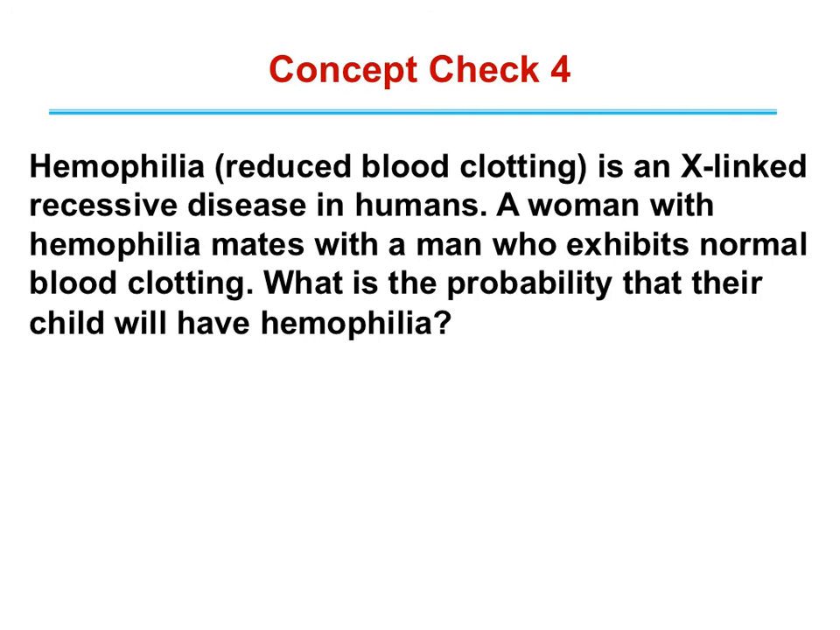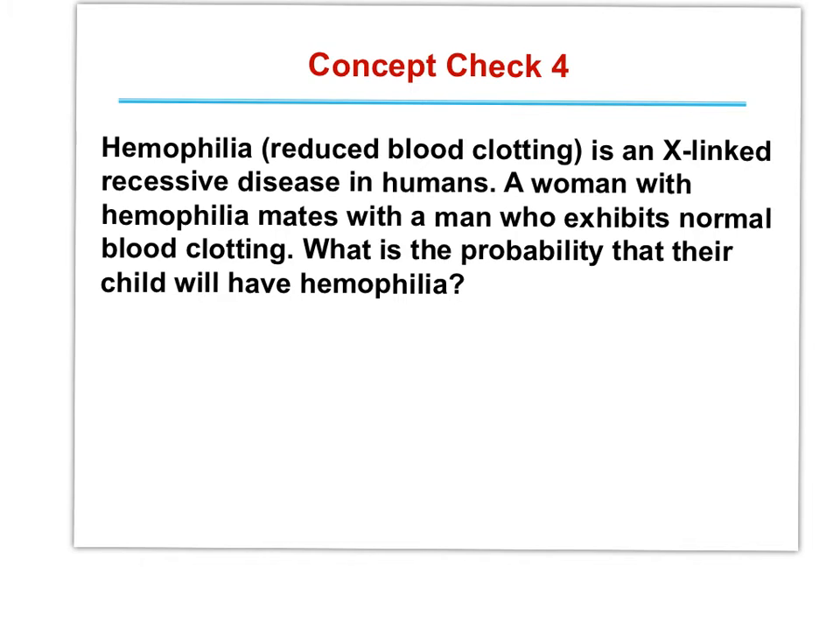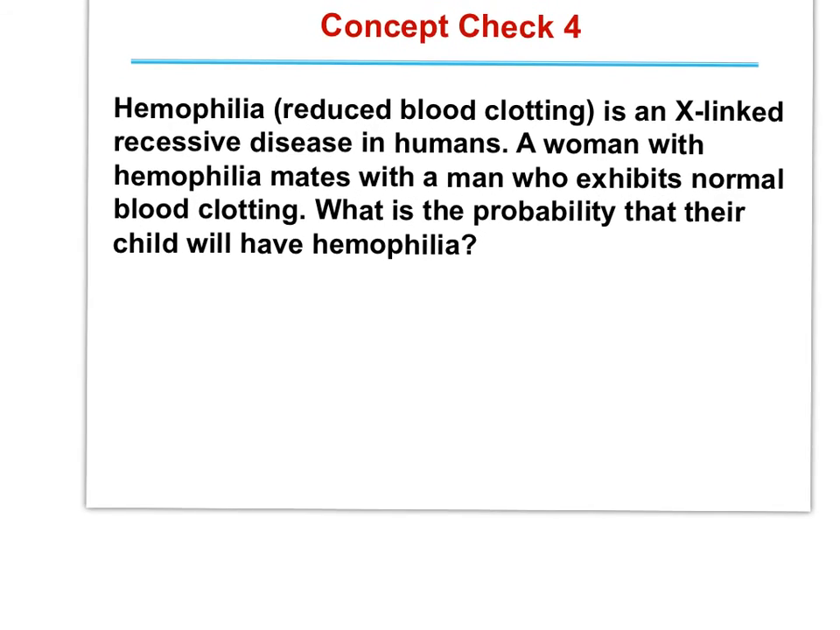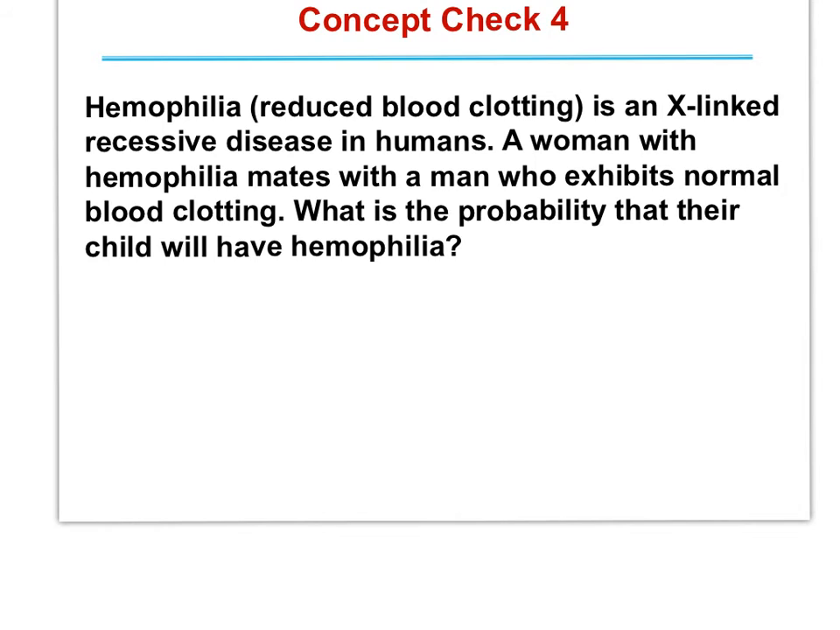Well, let's take a look at this. Hemophilia: reduced blood clotting, an X-linked recessive disease in humans. A woman with hemophilia mates with a man who exhibits normal blood clotting. What is the probability that their child will have hemophilia? Holy crap, people, what are we going to do? We're not going to panic, number one. We're going to look at the problem, and we're going to figure it out.